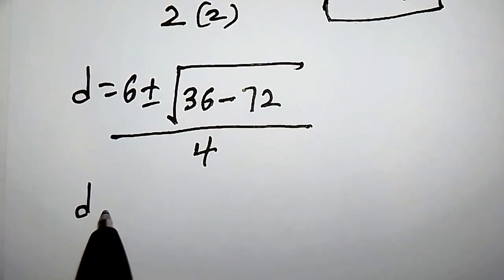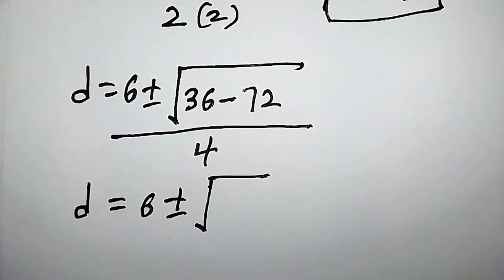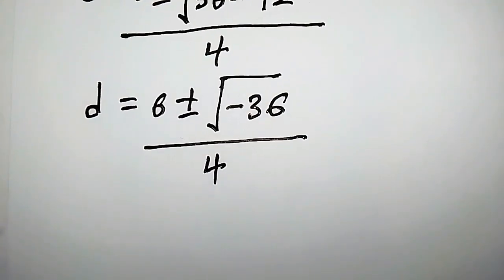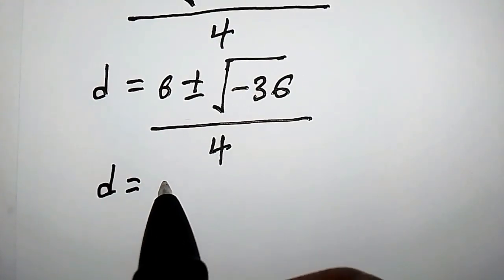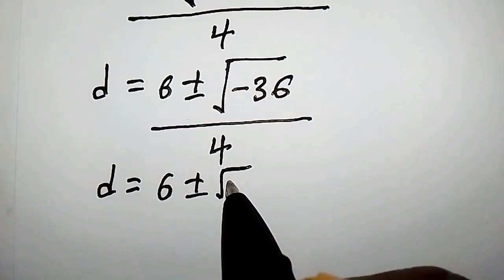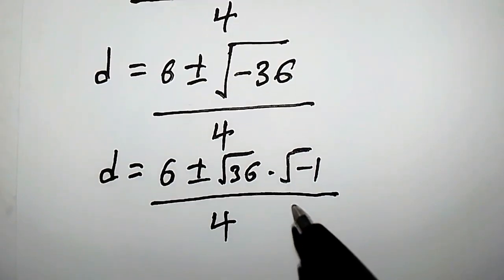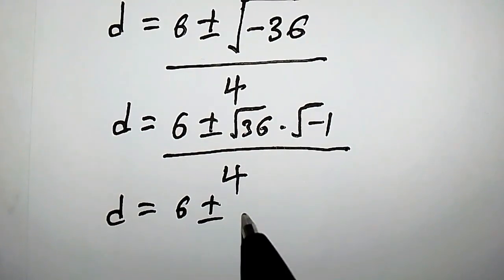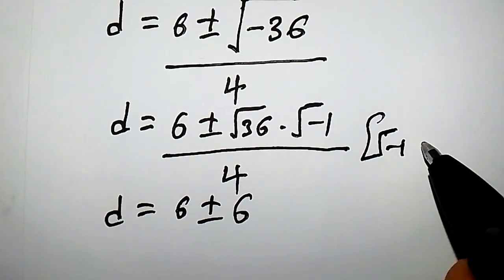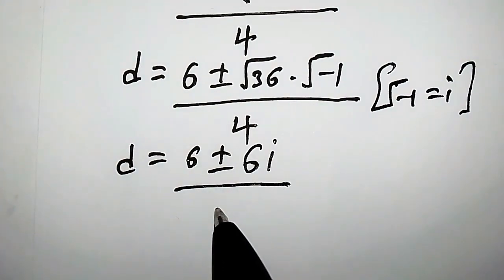So, D is equal to 6 plus or minus the square root of 36 - 72, which is simply -36, everything divided by 4. Let's proceed further. D is equal to 6 plus or minus the square root of -36, which could be written as the square root of 36 times the square root of -1, everything divided by 4. What is the square root of 36? That is simply 6. And don't forget, the square root of -1 is equal to i from the complex numbers. That means we have i here, divided by 4.